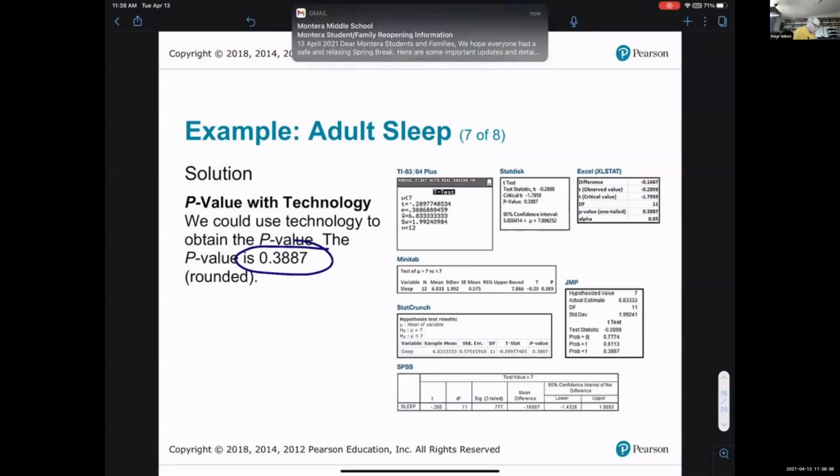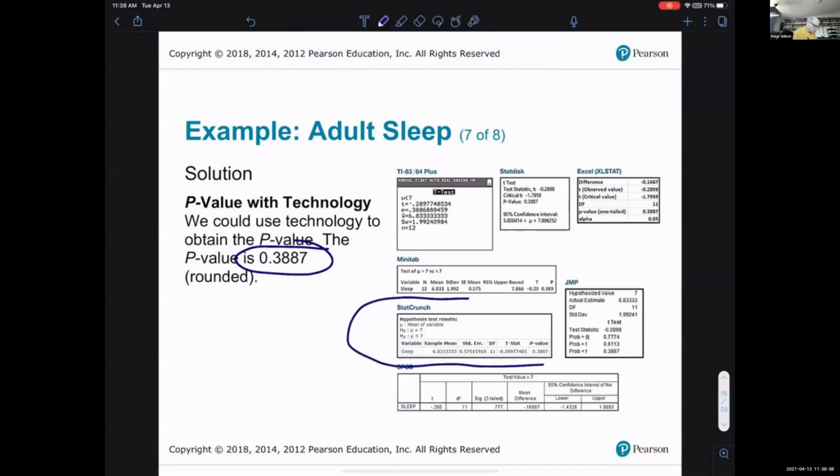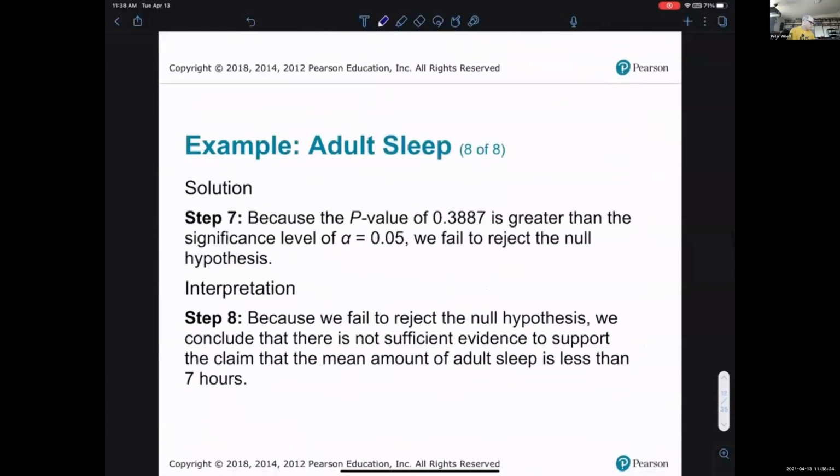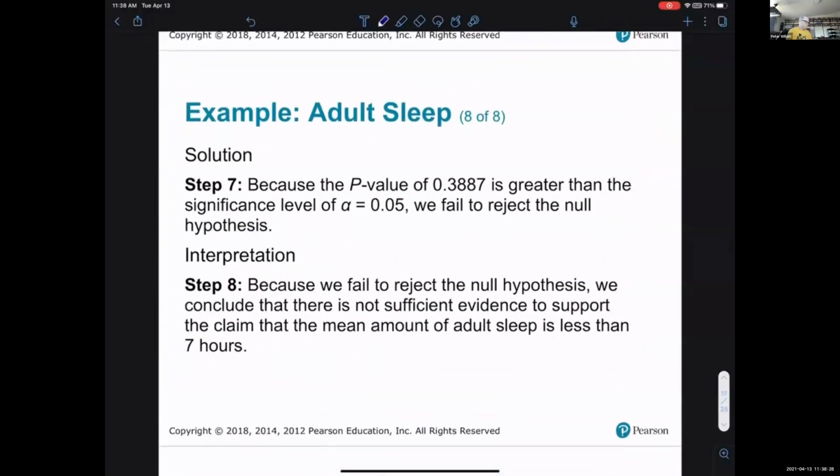So here's our box that we'll expect to get from StatCrunch. And so there's the t-stat and there's the p-value. So equipped with those things, we can make a solution. Because the p-value turned out to be a little less than 39%, because that's greater than the significance, the alpha value of 5%, we fail to reject the null hypothesis.